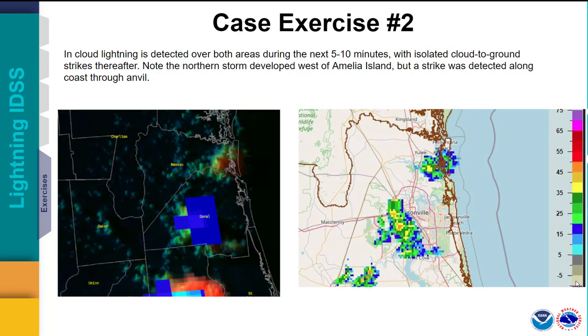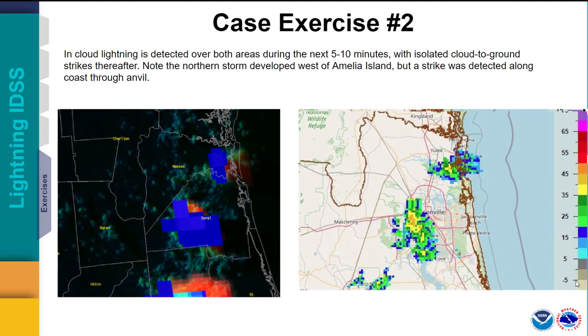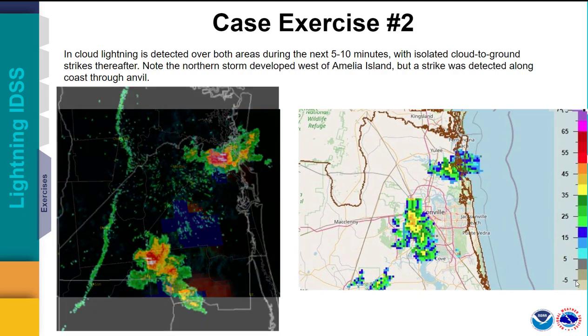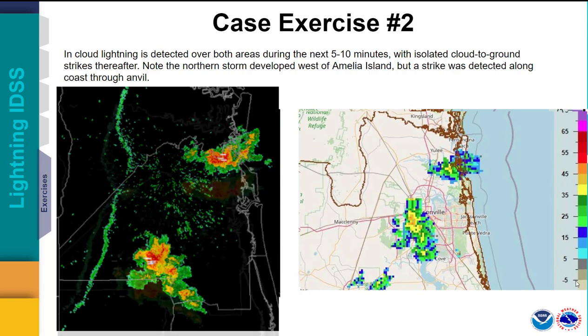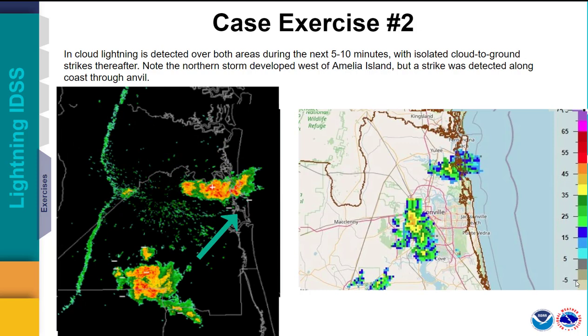Here we see the next two 5-minute images showing detected in-cloud lightning for both cells. Shortly after these images, NLDN shows a few cloud-to-ground strikes for both storms as indicated by the white dashes. For the storm now southwest of Amelia Island, note the isolated cloud-to-ground strikes likely within the Anvil region passing just south of the island. Even if the storm is not within range of an event location, one must monitor possible Anvil regions or stratiform regions of convective systems that could pose a lightning threat.